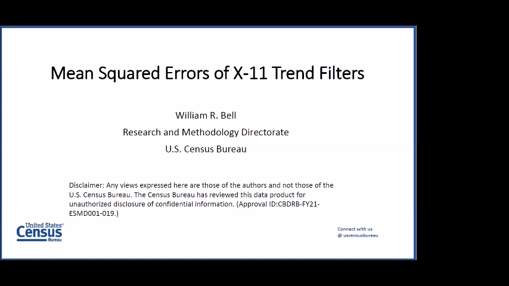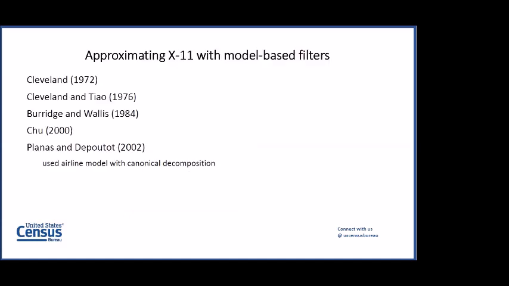Okay, I'm going to talk about mean squared errors of X-11 filters. Starting my own timer here. To give a little background for some who may not be familiar with this, when time series modeling was developing, people began thinking about, for seasonal models in particular, how it compared with X-11 seasonal adjustment. And in particular, how would X-11 filters compare with signal extraction filters from stochastic time series models?